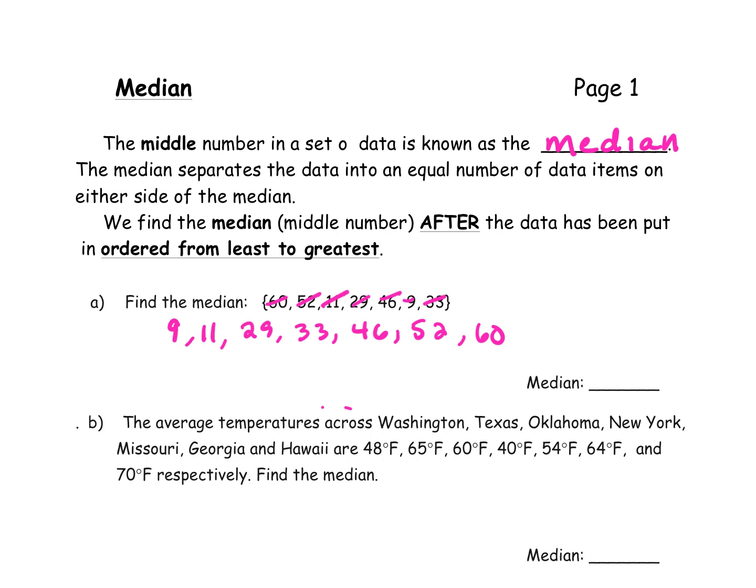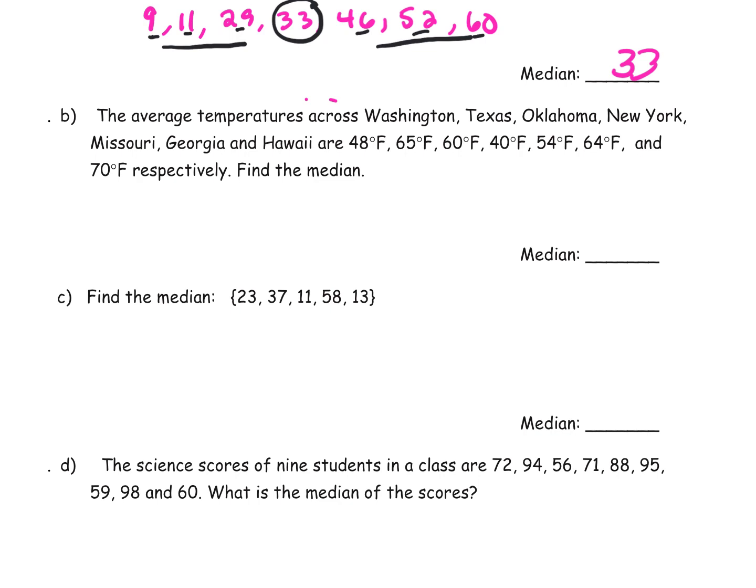If I start at either end, there's one number from the beginning and the end, two numbers from the beginning and end, three numbers from the beginning and the end, and so the exact middle number is 33. We can see there's the same amount of numbers, 3 on this side of the median and 3 on this side of the median. So when you have an odd set of data, you should have the same numbers on either side of the median. So the median for this set of data is 33. Let's go on to the next situation.